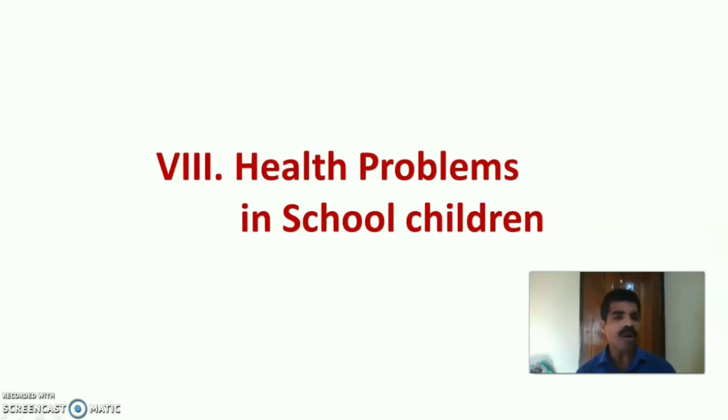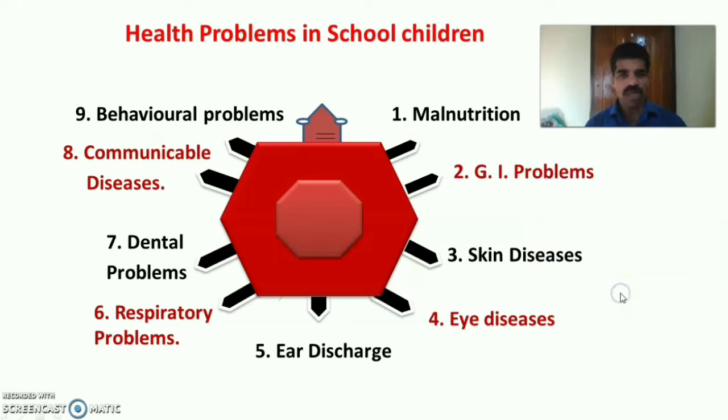Then next is the health problems in school children. The most important 9 health problems in school children are: first one is malnutrition. Second one is GI problems, gastrointestinal problems. Third one is skin diseases. Fourth one is eye diseases. Fifth one is ear discharge. Sixth one is respiratory related problems. Seventh one is dental problems. Eighth one is communicable or infectious diseases. And the ninth one is behavioral problems. So let us discuss in detail the health problems in school children.